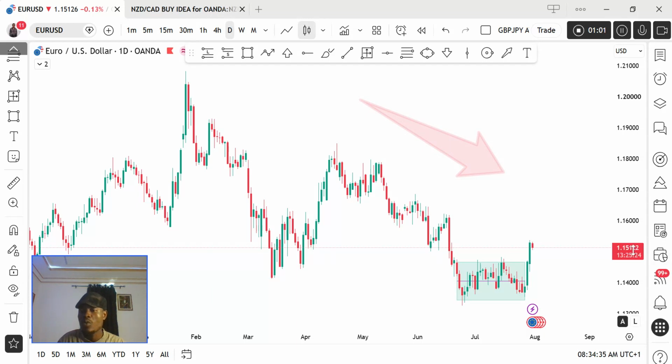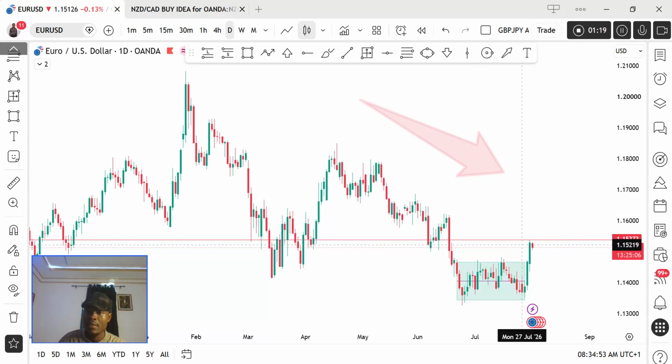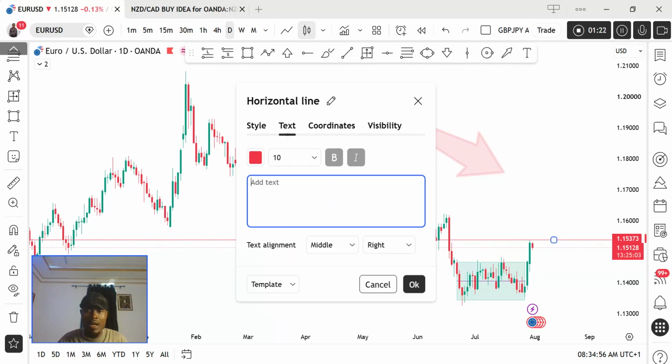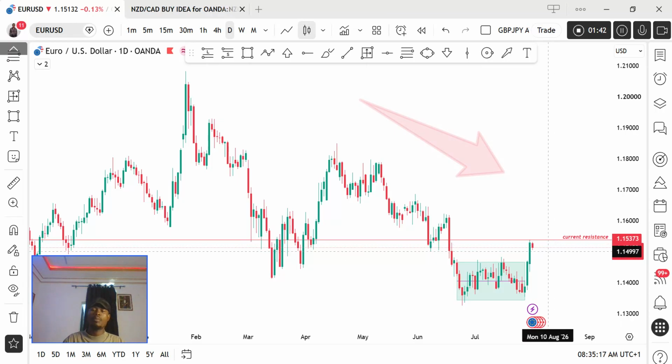So right now, price is at 1.15129, and in today's trading session, we are still in the Asian session, by the way. The London session is yet to open officially. We're seeing that price is currently finding a resistance here, which is today's and slightly previous day's high. So we have current resistance around the 1.15327. So what are we likely going to expect from the market today?